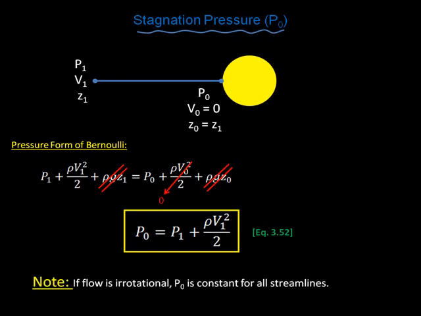And just a note, if the flow is irrotational, then the stagnation pressure is constant for all streamlines. It's also referred to as the total pressure. So everywhere in irrotational flow, my dynamic pressure and my static pressure should all sum up to be the same value.